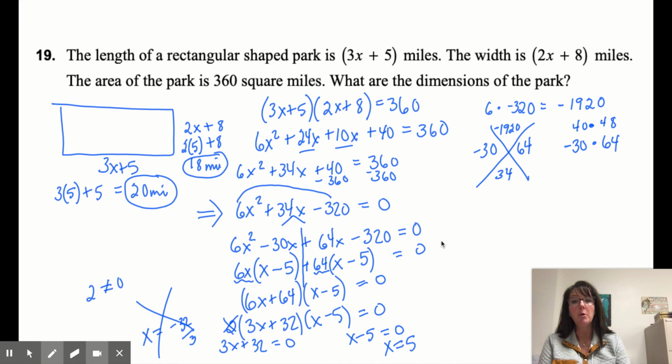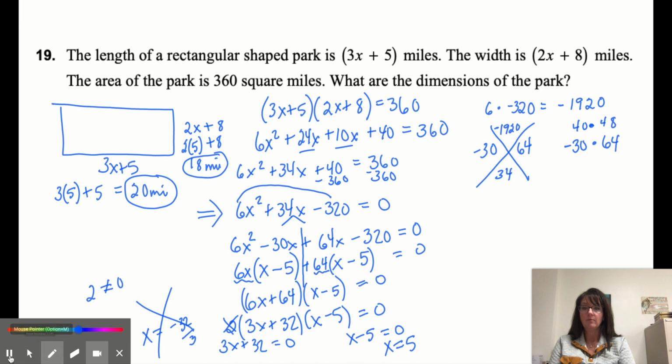What are the dimensions of the park? And I know that was a lot of work, but that's why we're learning to do this math. It's a lot of keeping track. Had we factored out the 2 here, we would have been dealing with a number a lot smaller than 1,920. It would have been 480, and the problem solving would have been following similar steps. So we will be practicing more of these to come.